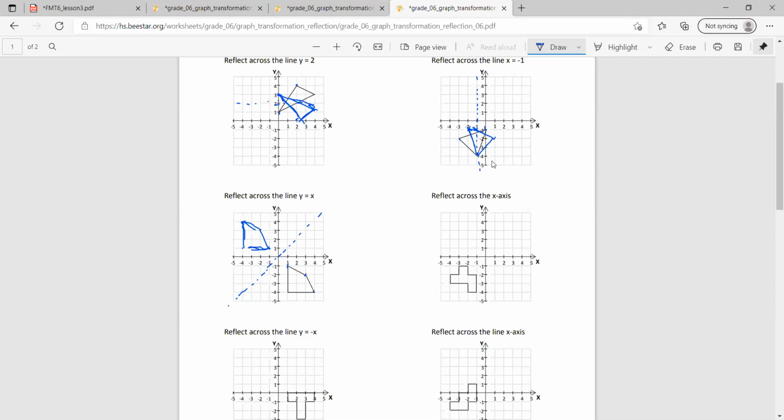And then this is just across the x-axis. So the x-axis would be this line. And then we could choose lines. So this line would come over here. This line would come over here. And this line would reflect over here. And then the rest of them will just go like that. Makes sense?